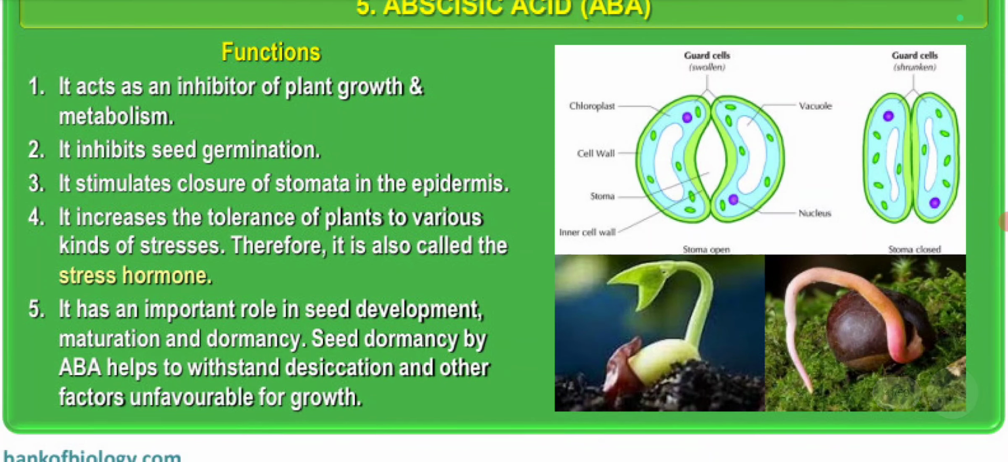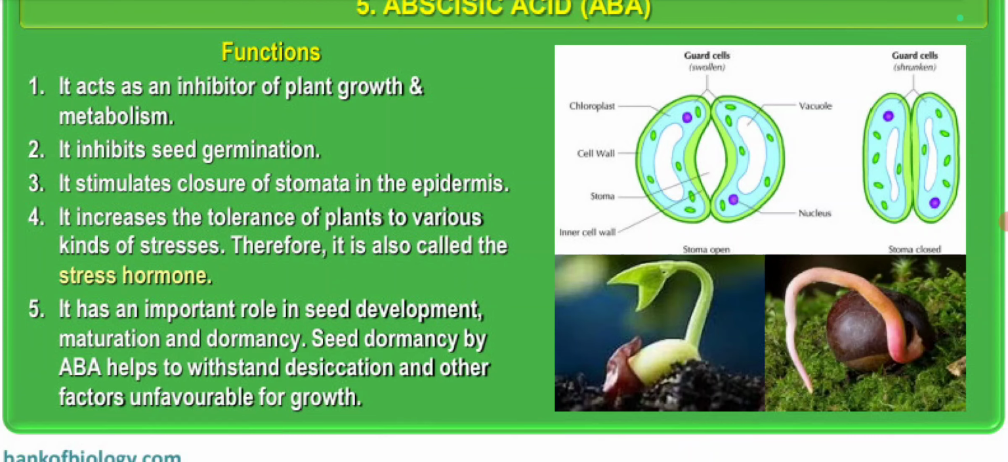Functions: it acts as an inhibitor of plant growth and metabolism. It inhibits seed germination. It stimulates closure of stomata in the epidermis. It increases the tolerance of plants to various kinds of stresses. Therefore, it is also called stress hormone. It plays an important role in seed development, maturation and dormancy.